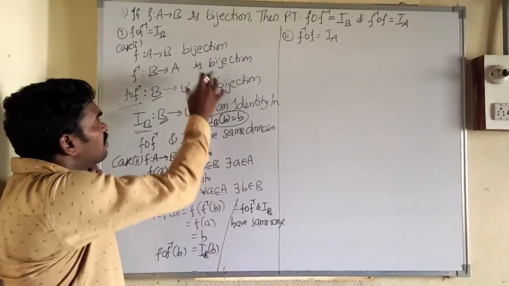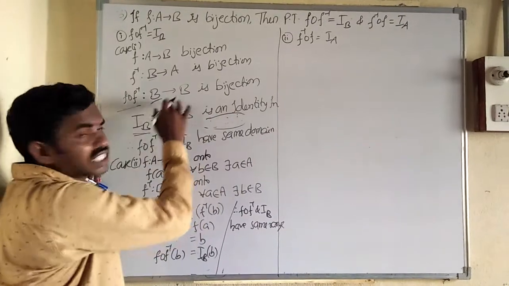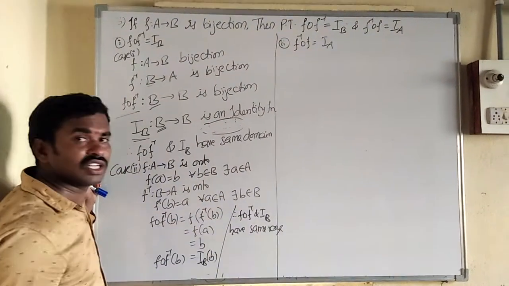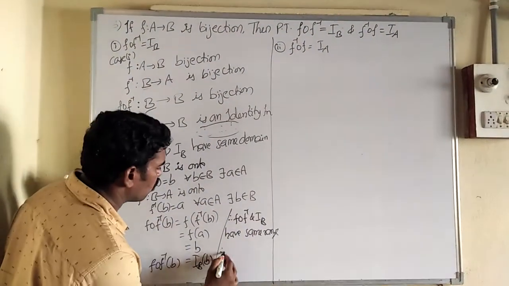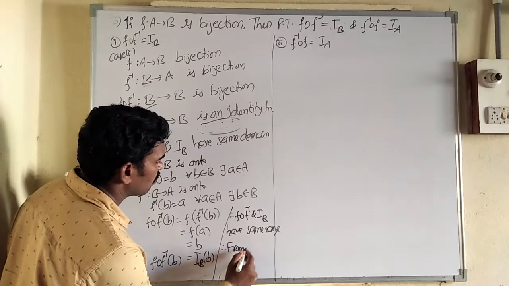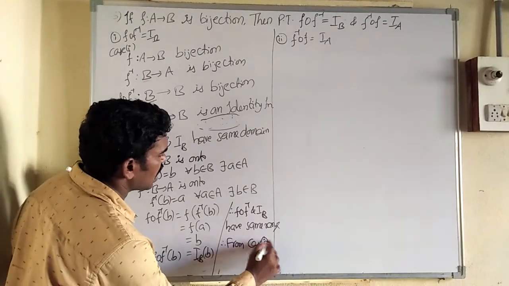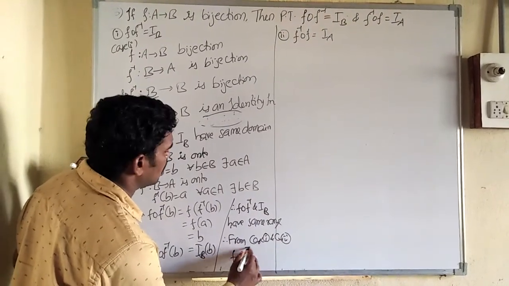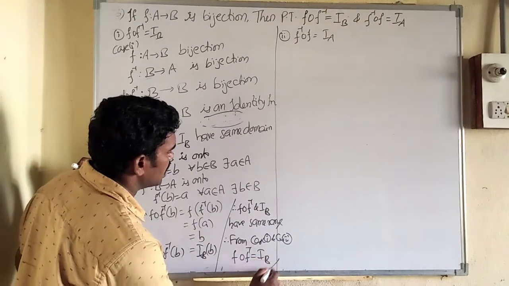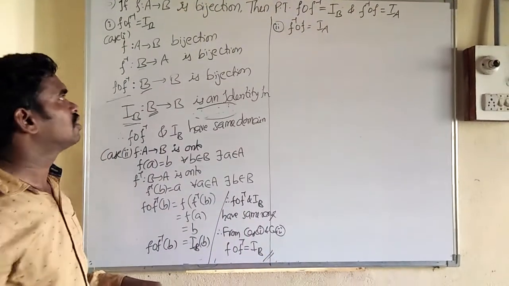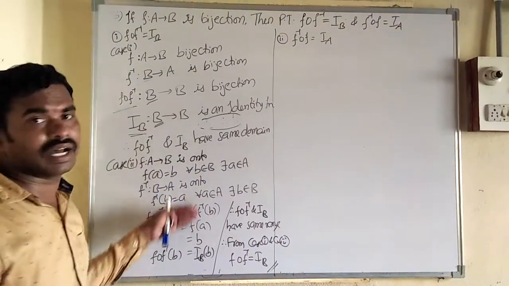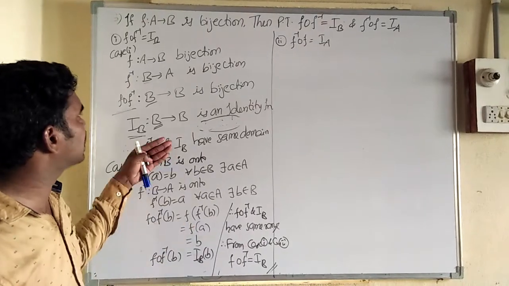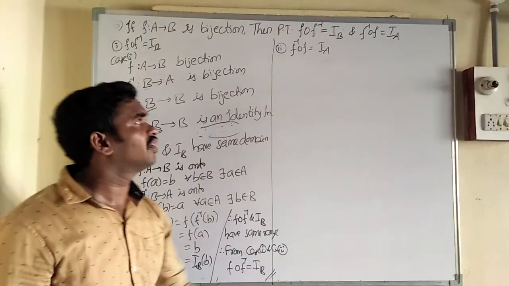So from case 1 we have proved that domains are equal. From case 2 we have proved that ranges are equal. Therefore, the final conclusion from case 1 and case 2, what can we say? F circle F inverse equals I_B. Hence proved, the first one. Okay, how has it been done? So look like that. Simplify this. Okay?